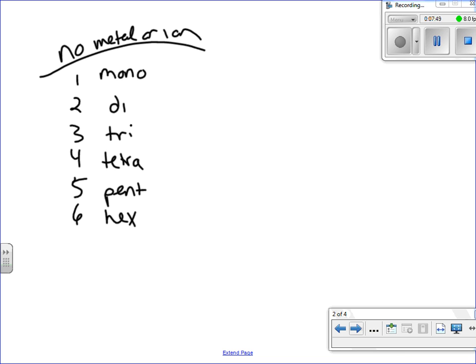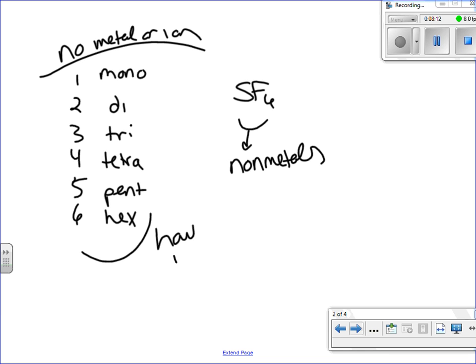Okay? So, if you're going to name something such as SF6, S and F, sulfur and fluorine, are both to the right of the staircase. That means neither of these are metals. So I know I need to use prefixes to tell me how many. So these prefixes tell you how many. You don't need to worry about oxidation states. Make sure it still ends in "ide."